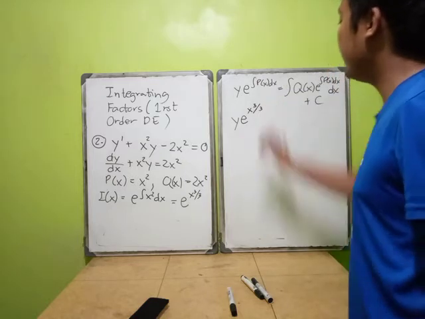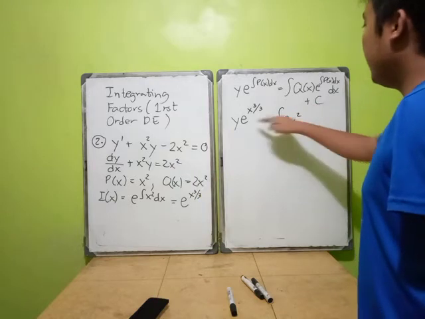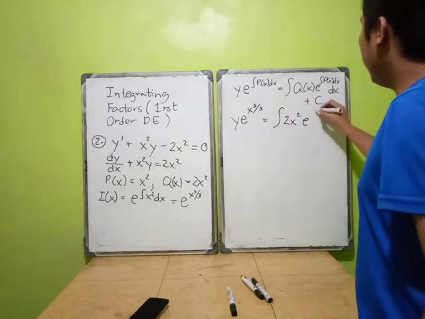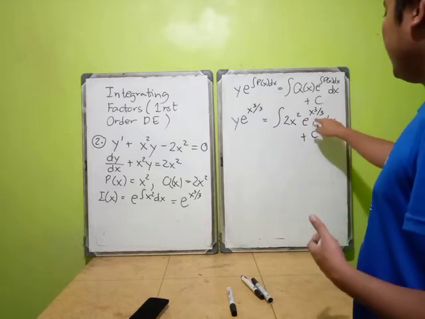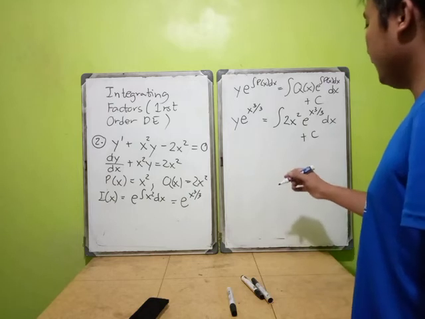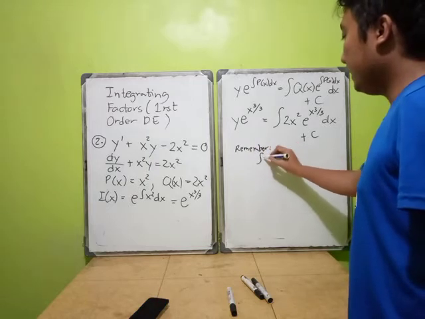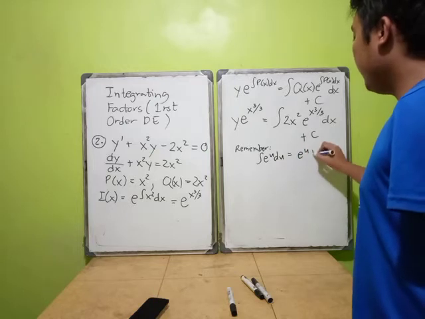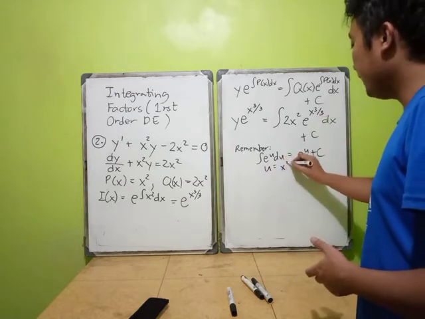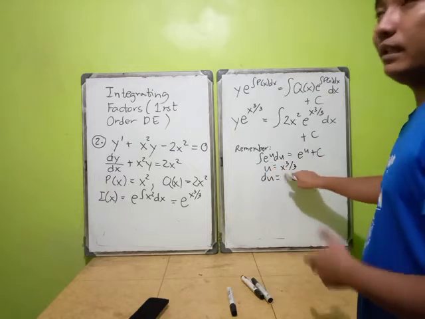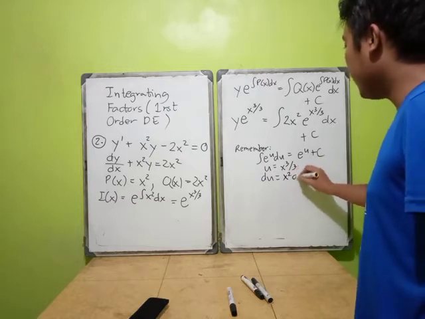Okay? x cubed over 3 is equivalent to the integral of qx. Qx here is 2x squared. And then e to the power of x cubed over 3 dx plus c. Okay. So, how do we integrate that? We know, remember again, the integral of e to the power of u du is equal to e to the power of u plus c. Here, the u is obviously x cubed over 3. So, the du, if you differentiate this, will become x squared dx.